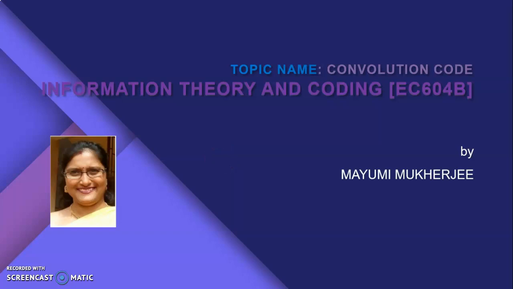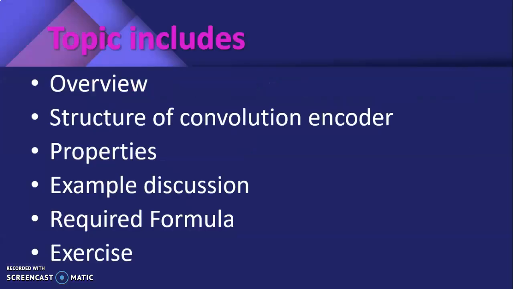Hi students, today I will discuss a new chapter of information theory and coding, which is convolution code. The topics which will be discussed here are the convolution code, structure of convolution encoder, properties of convolution code, examples with a problem, required formula to solve the problem, and lastly an exercise for you to do yourself.